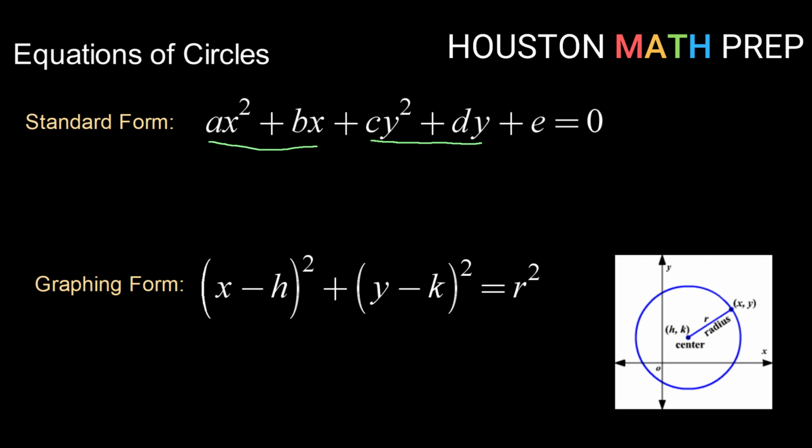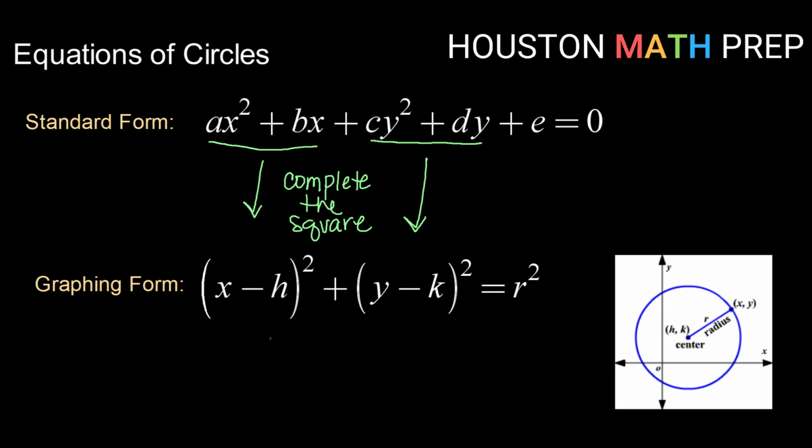So standard form of a circle doesn't allow us to do a whole lot with it, so we actually want to put it into graphing form. And to get from standard form to graphing form, we're going to need to complete the square. That is the method that we used in solving quadratics, so we're going to see that again here.